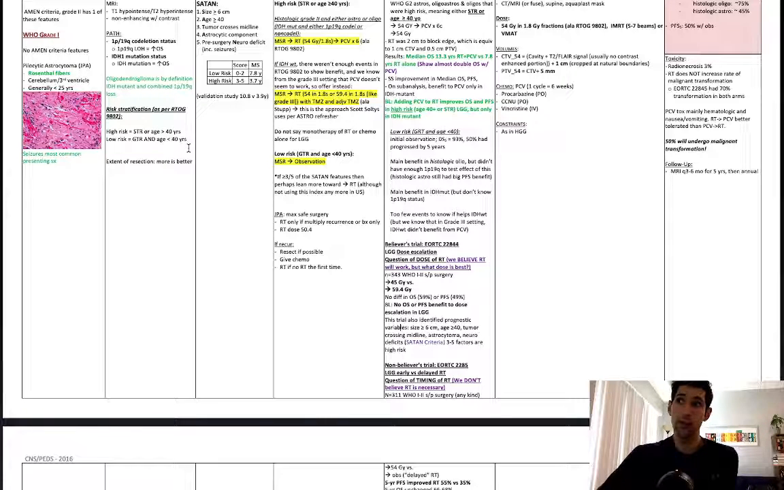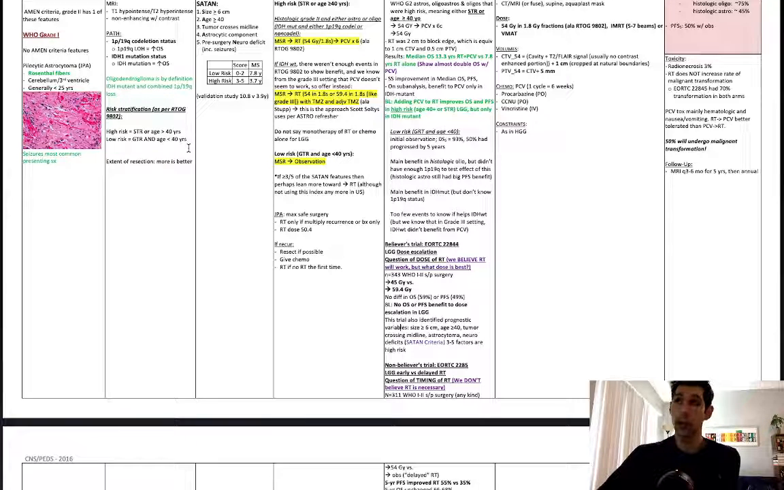Low risk, so this is either gross total resection or age less than 40. You can do maximum safe resection followed by observation. If greater than or equal to 3 of the 5 Satan features, then perhaps lean more towards doing a radiation of 54 gray.